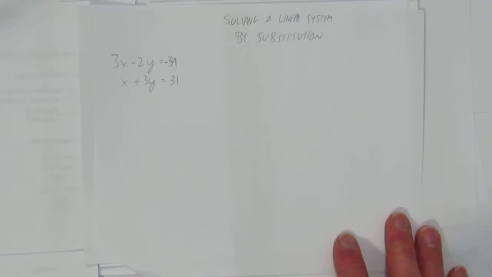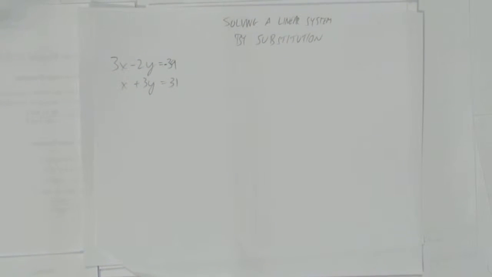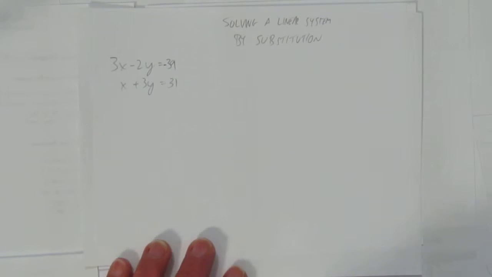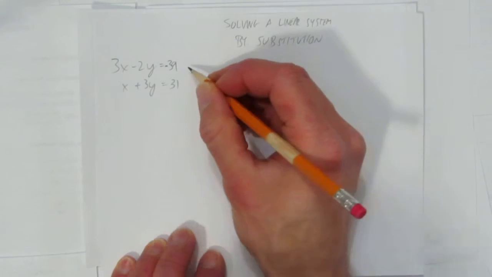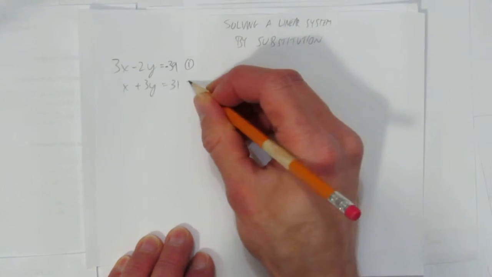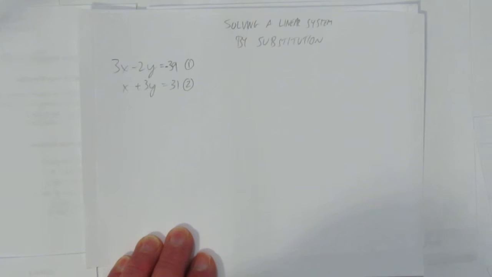In this video, we'll look at solving a linear system by substitution. The linear system we're given is 3x minus 2y equals negative 39, and x plus 3y equals 31. Those two equations, let's call them equation 1 and equation 2.